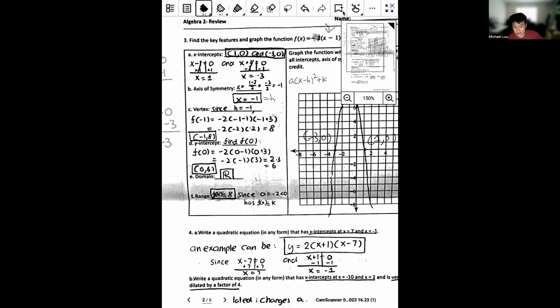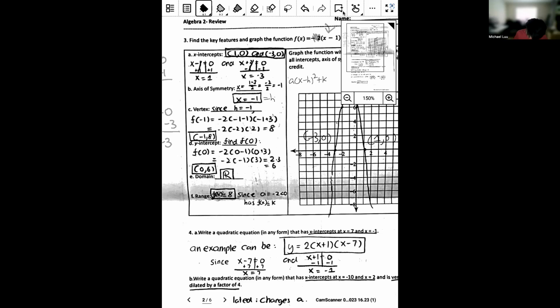So as you can see for part C, I put f of -1 is equal to -2 times -1 minus 1 times -1 plus 3. So that's going to be -2 times -2 times 2, right? -1 minus 1 is -2, -1 plus 3 is 2. So that's how I figured it out. Y-intercept is the same idea, but instead of plugging in -1, you plug in 0, and that is my following work right there. 0 minus 1 is -1, 0 plus 3 is 3. I multiplied all of those out. You got 0, 6. My domain, always all real numbers.